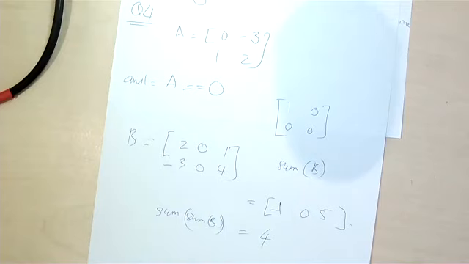Yes, double equals means checking whether A equals B or not, but single equals means you assign the value.